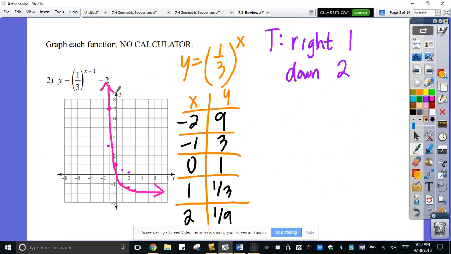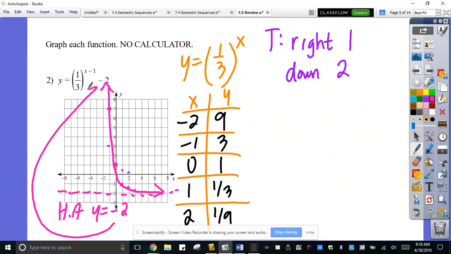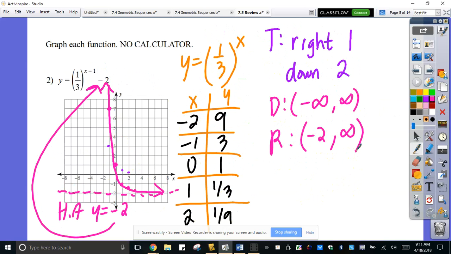Don't forget the arrows. And then this is your horizontal asymptote, which is y is equal to -2, which again, I said that's the -2 there. And the domain here is all real numbers. The range goes from -2 to positive infinity. Get it?